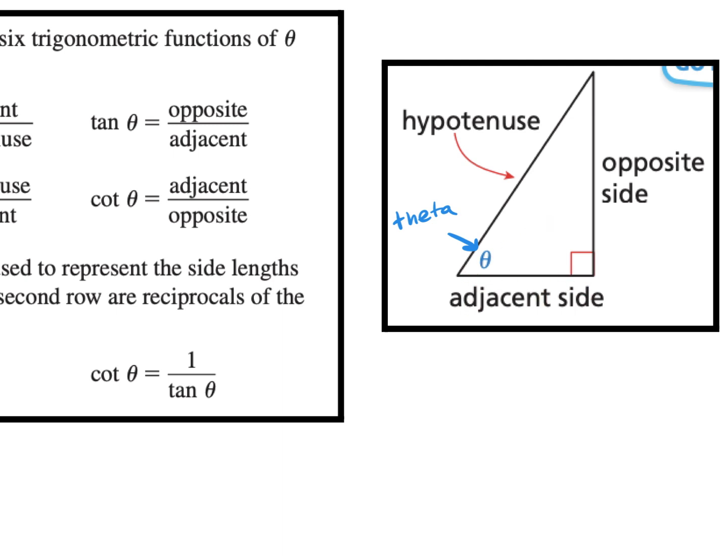And then if you look at the leg that's across from the angle, we call that the opposite side. And then the side that is across from the 90-degree angle is always going to be the hypotenuse. So depending on where your angle is, of course, the adjacent and the opposite side could swap. If we're working with this angle up here, then this would be adjacent and this would be opposite. But the hypotenuse should always be the same.